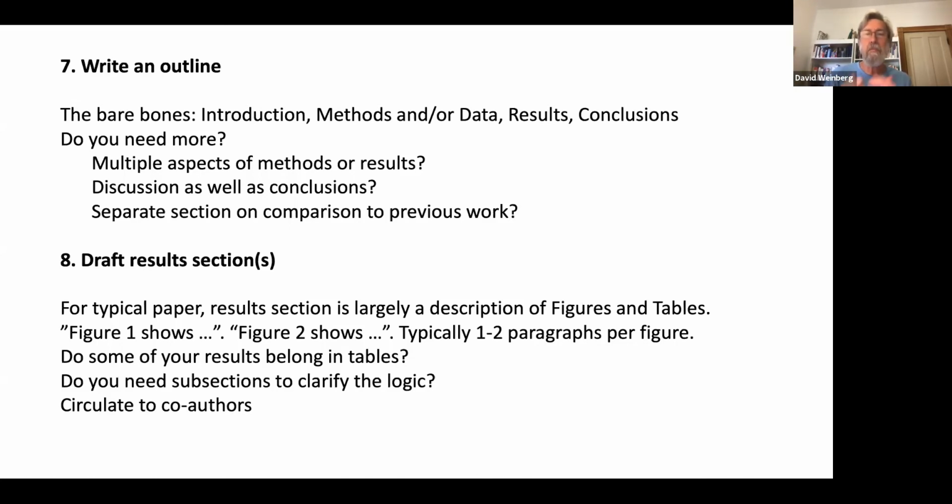As you start to write, you might have initially just said, I've got a results section, but then you realize that to keep the logic clear, you want to have subsections. Or you might have initially put in subsections and decided, well, actually, these are going to be sufficiently short that it's better to merge them together. Again, once you've got your results sections drafted, this is another good time to circulate to co-authors.